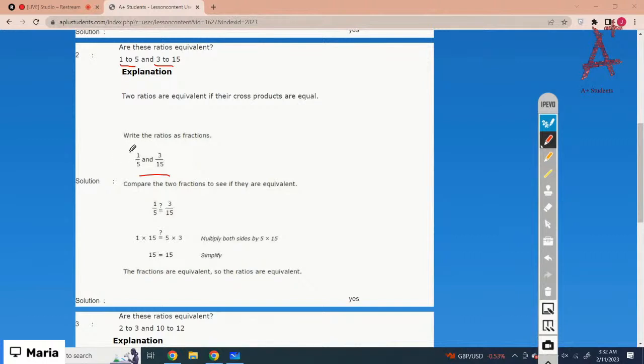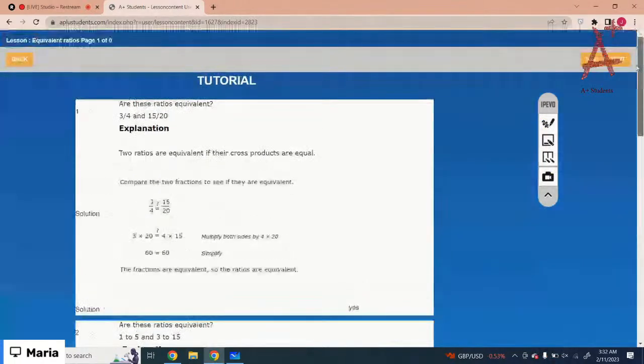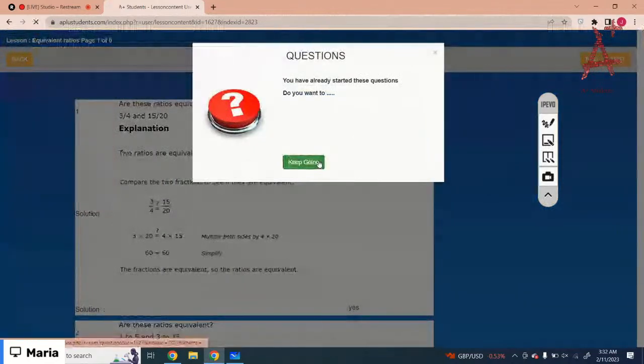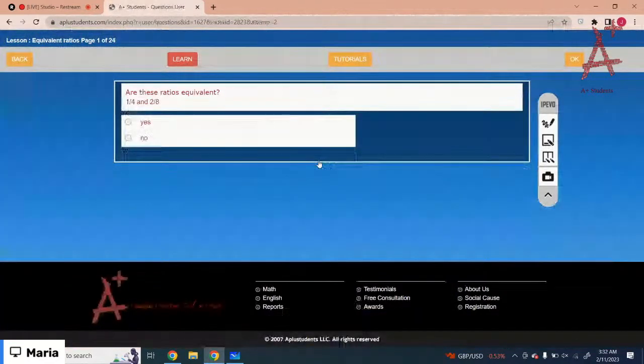Okay, let's just start with the practice questions. The first one is, are these ratios equivalent? 1 by 4 and 2 over.